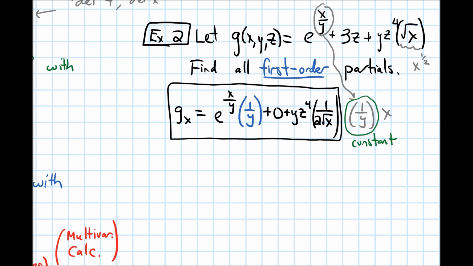Next, let's do the partial with respect to y. So for the e term, I need chain rule again. We'll get e to that x over y power times the derivative of the exponent. This time, we are treating x as a constant. Okay, so I'm going to carry this down. So if I'm treating x as a constant, I still don't need quotient rule for this derivative. I've already seen how to rewrite it a little bit as 1 over y times x.